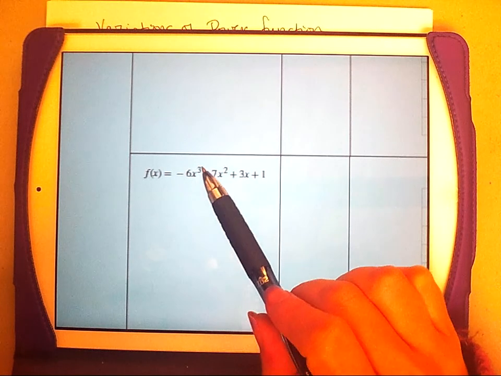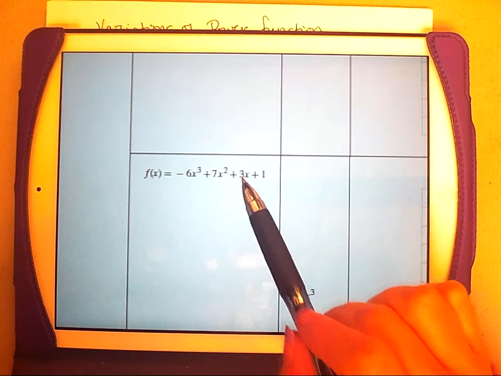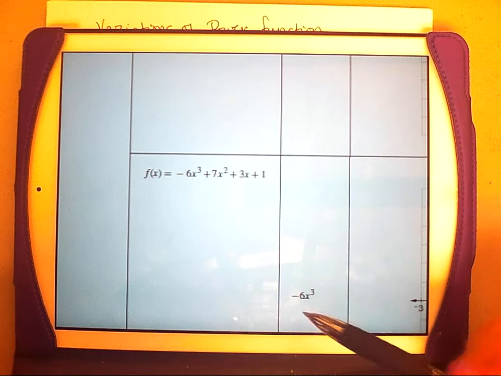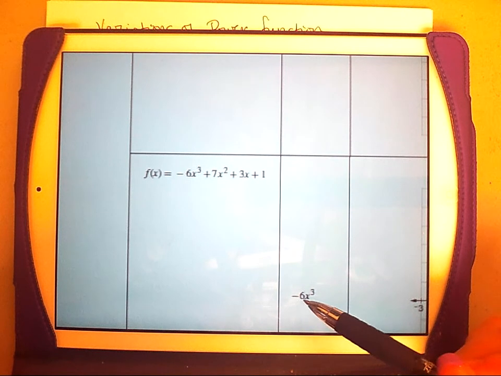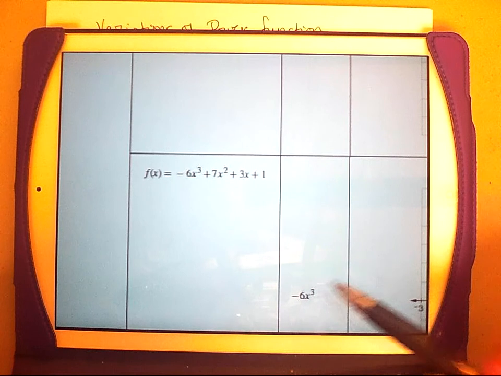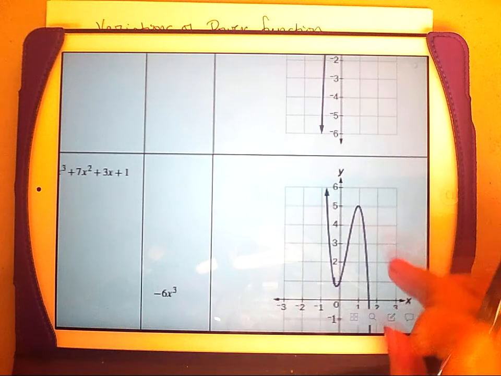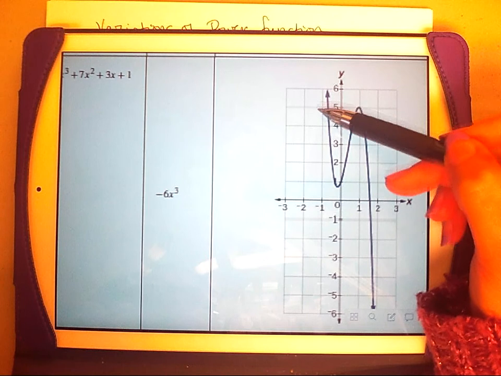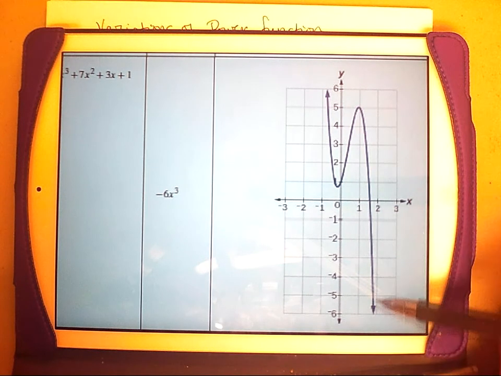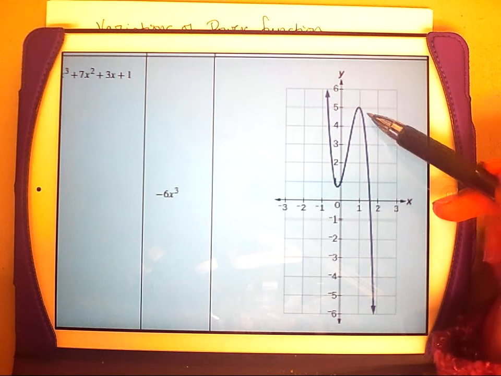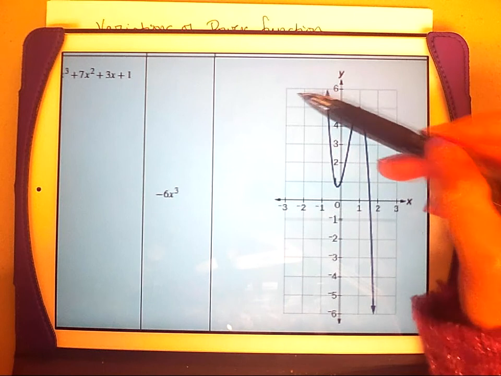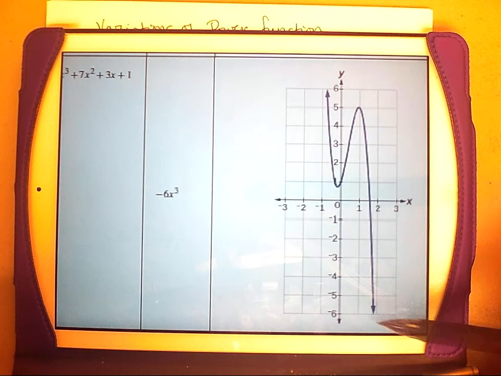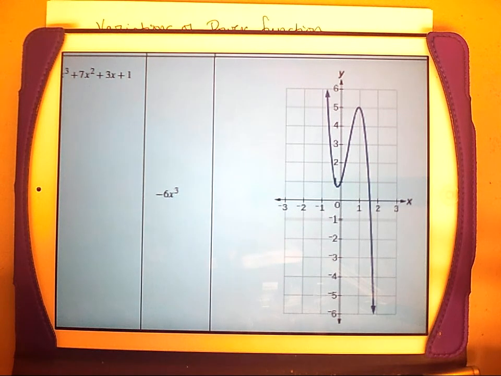Here we have negative 6x cubed. Again, we varied it slightly by adding extra terms, but the dominant term, the leading term, is negative 6x cubed, so there's a negative coefficient and an x to the 3rd power. And when you look at its graph, again, the end behavior is very close to negative x cubed. Now there's quite a bit of variation here, but the ends are very similar. They have the same end behavior.